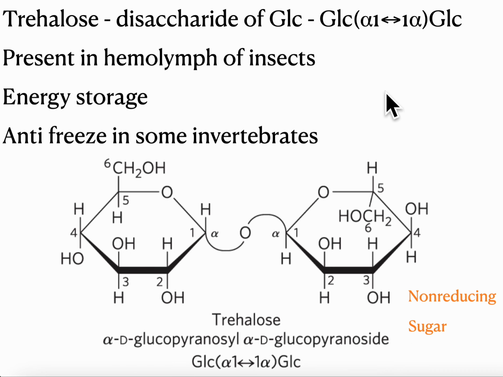So then we have trehalose. It is another disaccharide of glucose, though it differs from maltose in having the glycosidic bond between the two anomeric carbons, and thus again it is a non-reducing sugar. It is present in the hemolymph of insects, probably for similar reasons as sucrose. It is used for energy storage, and it also might function as antifreeze in some invertebrates.